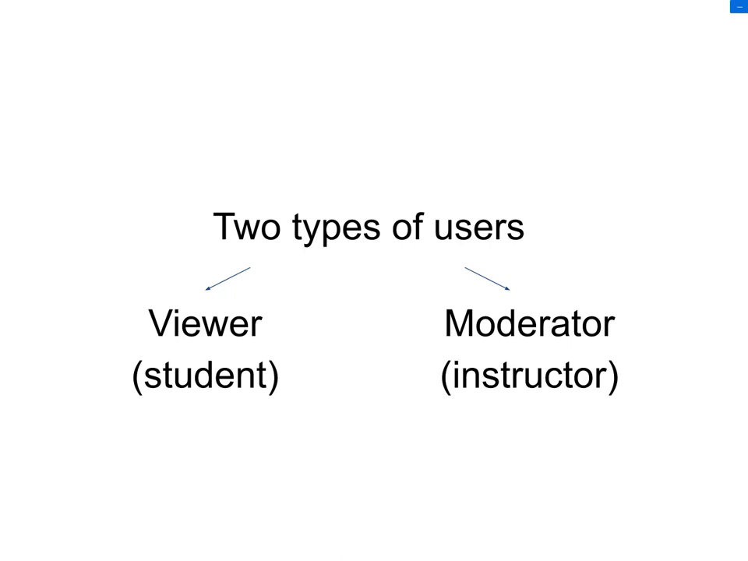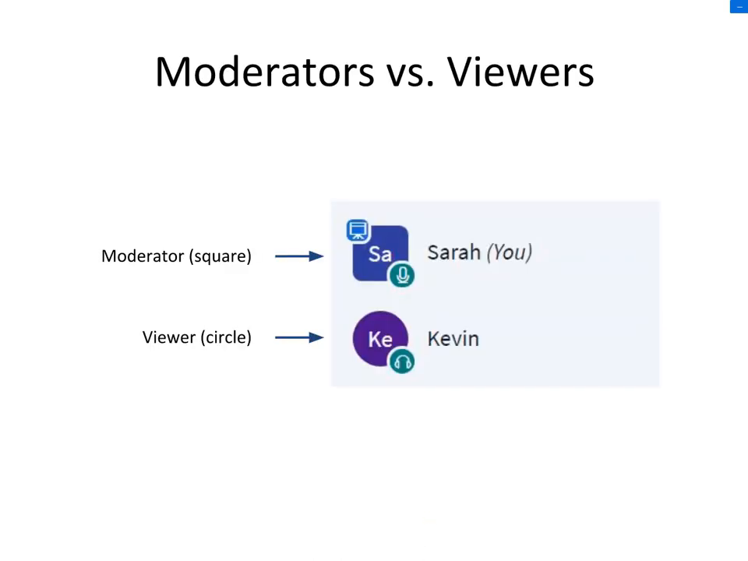In BigBlueButton, there are two types of users. There's a viewer and a moderator, which map roughly to the student and the instructor. We chose these terms because viewer suggests you're viewing, with some participation, sharing your audio, maybe your video, chatting, and so on. Whereas a moderator has all the capabilities of a viewer, but they can affect the entire meeting.